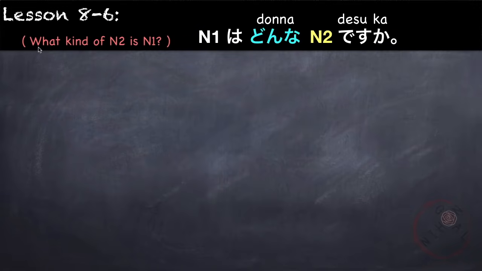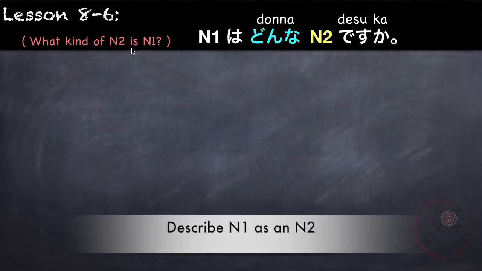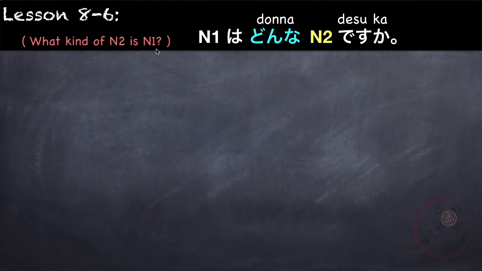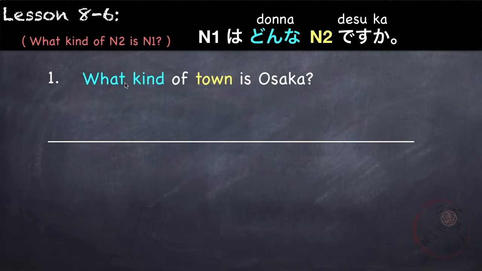Now, if you want to ask what kind of N2 is N1, this is more specific than N はどうですか. So the pattern is N1 はどんな N2 ですか. N2 is the category where N1 belongs. For example, what kind of town is Osaka? So our N1 is Osaka and it is a type of town or a place or a city. So we want to ask what kind of town is Osaka?